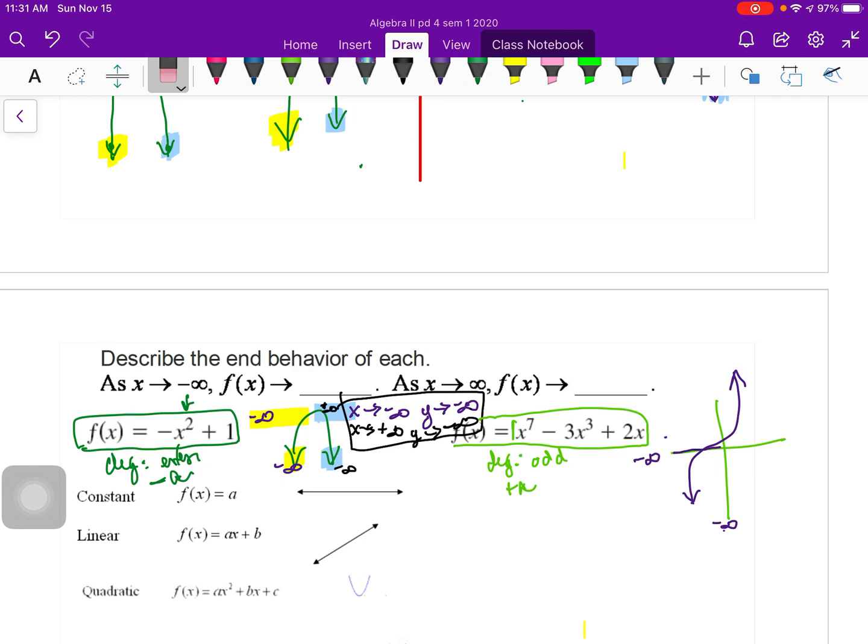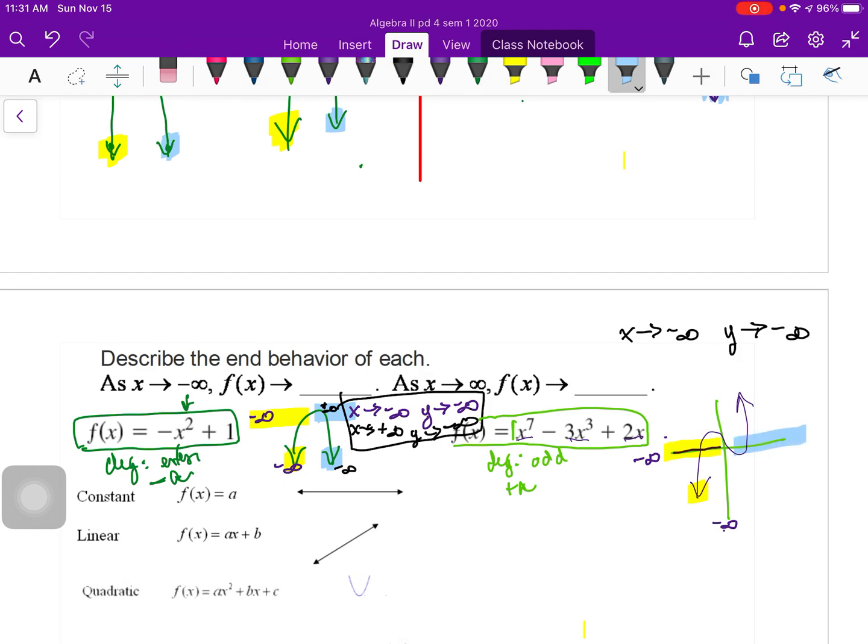And actually, this graph will have more hills and valleys because I have more terms than just an x to the 7th. So as I go left, as my x's go to negative infinity, what are my y's doing? They're going down. So that is to negative infinity. So on this graph, as the x goes left, negative infinity, the y's go down, which is also negative infinity.